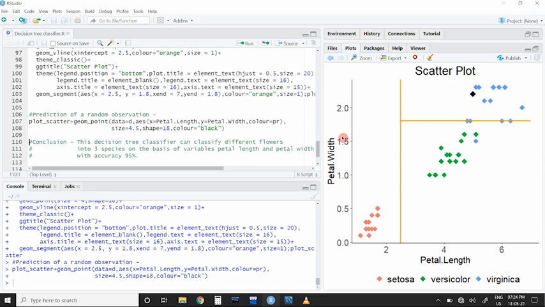So to conclude, this decision tree classifier can classify different flowers into 3 species on the basis of variables petal length and petal width with accuracy 95%.